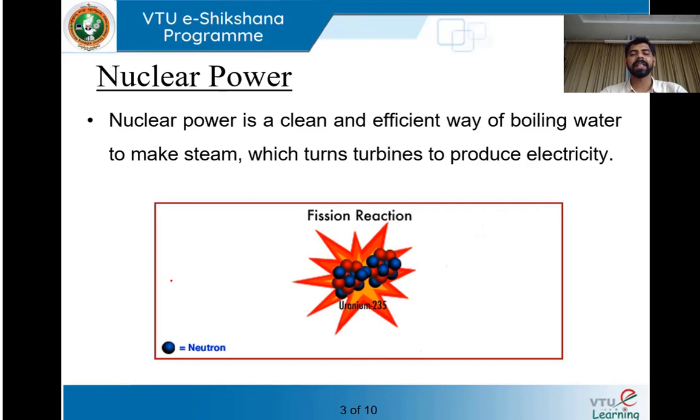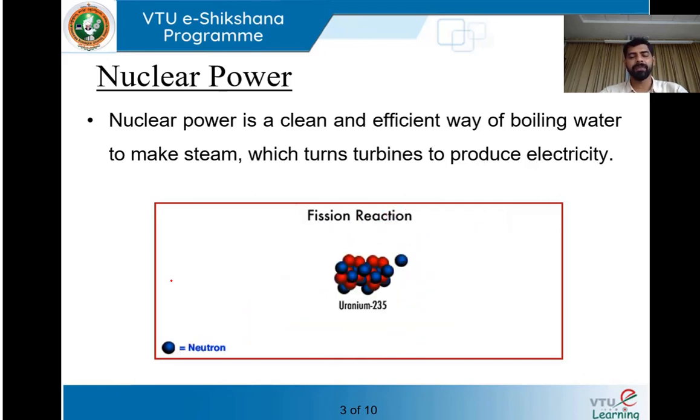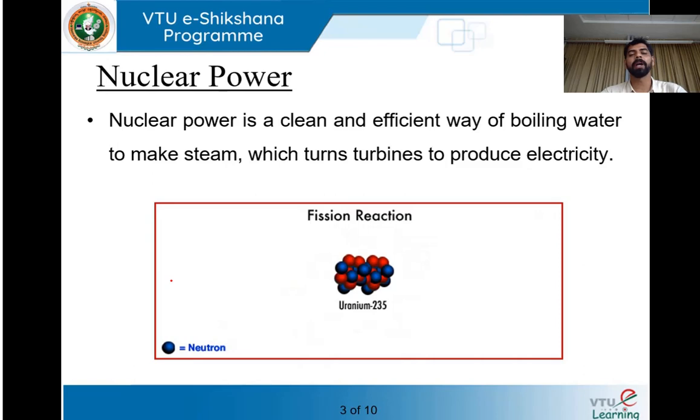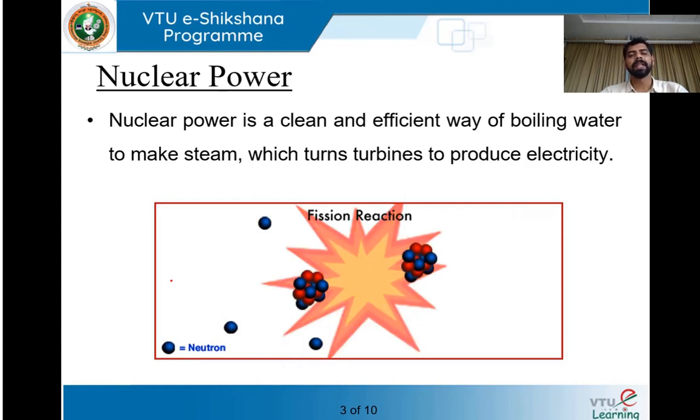In the fission reaction, if a neutron is made to hit uranium-235, which is a natural nuclear fuel, the uranium atom will split into two, and two will become four, and like that it becomes a continuous chain reaction. Whenever it splits, it releases an enormous amount of heat, and that heat energy we can utilize for generating power.